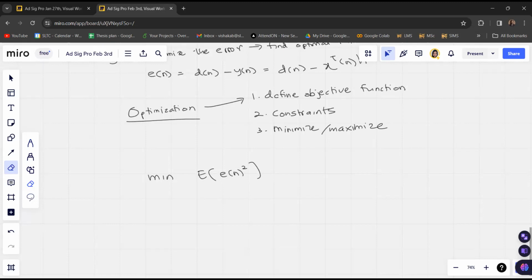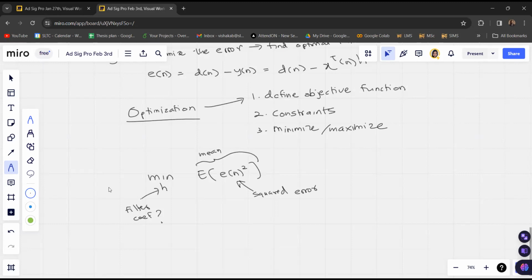So we will see. In here, I will denote the filter coefficients. This is what we are trying to find. We are trying to find the filter coefficients that will minimize the error, the squared of the error. So this is the squared of the error, and this entire expression will give us the mean squared value, right? So the expectation value will give the mean value of the squared error.